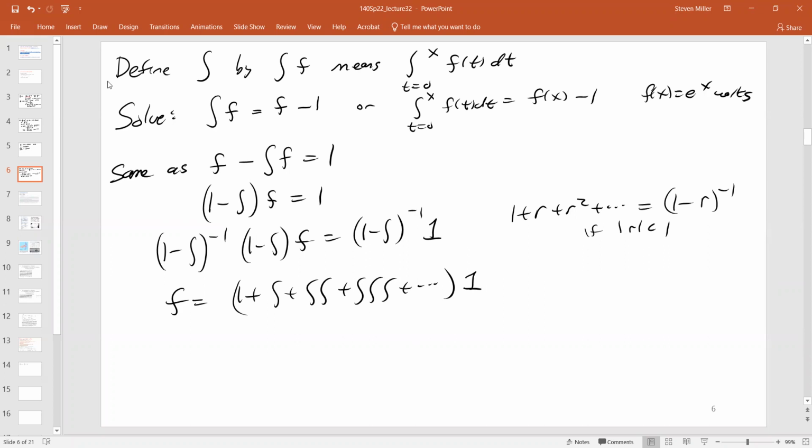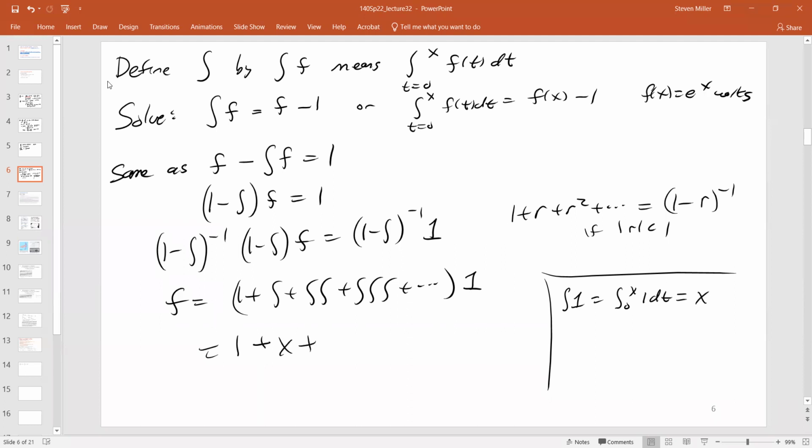Let's go piece by piece. 1 acting on 1 is 1. The next is I have the integral of 1. Well, what's the integral of 1? The integral of 1 is the integral from 0 to x of 1 dt. What does that equal? That equals x.